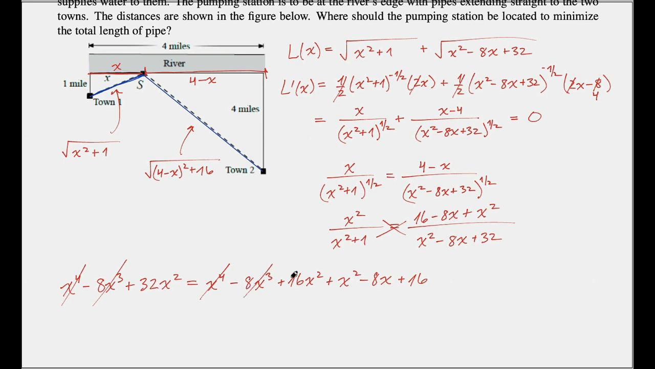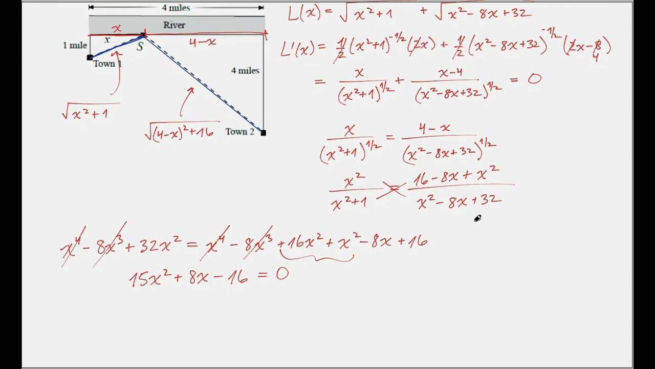Actually, we'll move everything over here. We've got here a 17x squared that we'll subtract over. That gives me a 15x squared. And then add the 8x, so plus 8x. And then minus 16. And this equals 0. And our goal here is to solve for x.